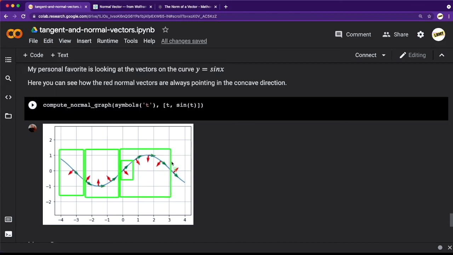And then this last one here is on the other side of the inflection point on this downward slope, and that's pointed up because that is where the curve becomes concave in the other direction. So normal vectors always point toward the concave direction. The tangent always points along the tangent direction, or along the tangent line to the curve, and in the direction of increasing parameter values. So there you have it.